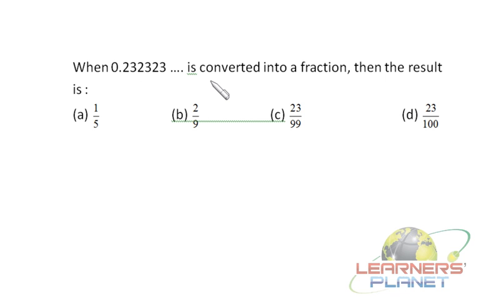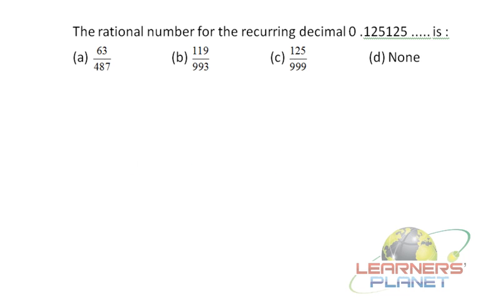Now here 232323, that is 23 is being repeated, so it is 0.23 bar. So 2 digits are being repeated, so 2 nines are there, so it's 23 by 99, as simple as that. Here after the decimal, 3 digits, that is 125, are being repeated, so it is 125 by 999. Since 3 digits are being repeated, we'll be putting 3 nines, so this is the correct choice. Very simple, and if the concept is memorized, it will be very easy for you to do this sort of problem in the examination very quickly.